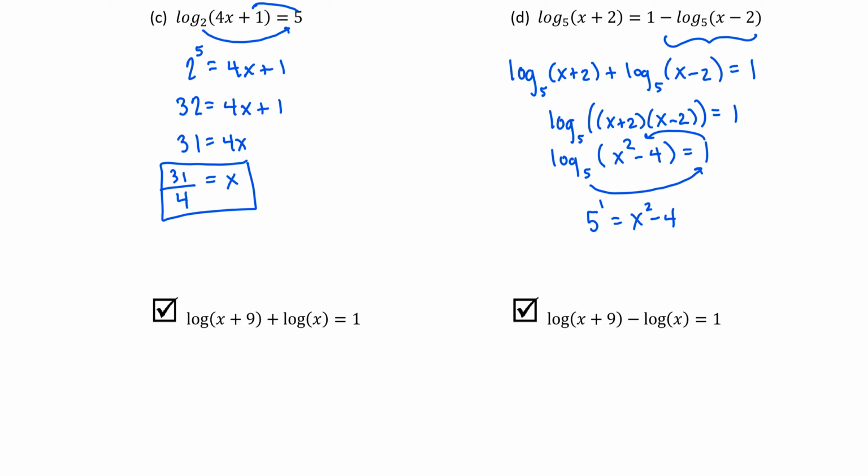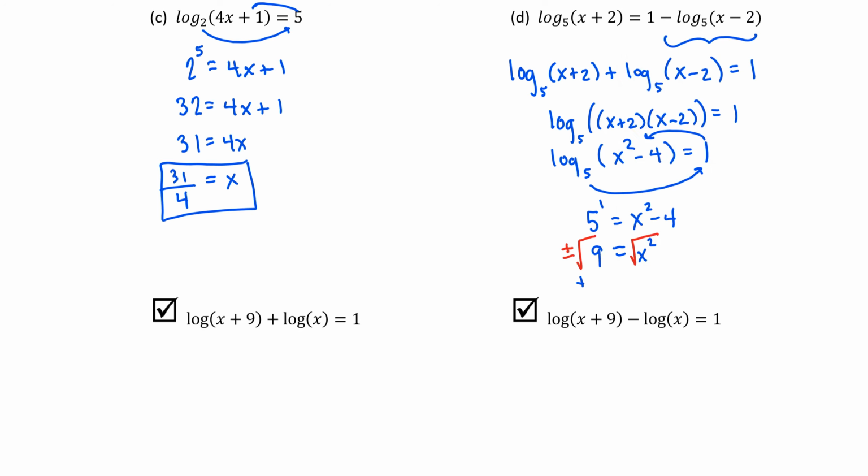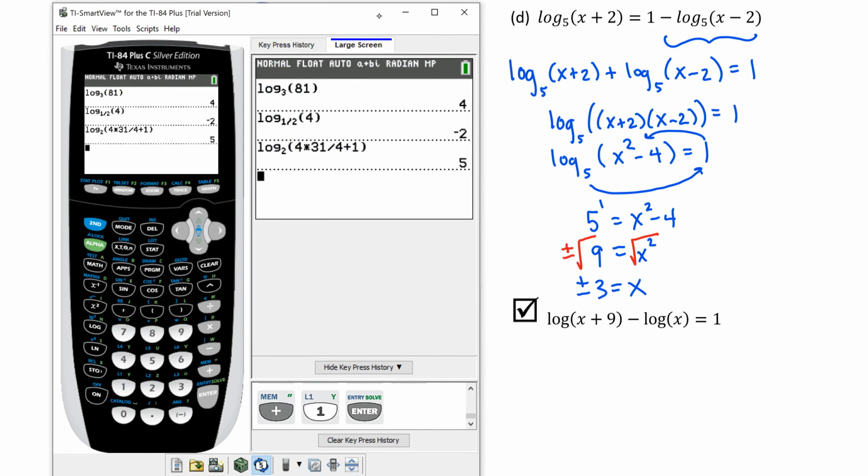Since I can recognize that it's a quadratic equation, I know I've got 4 possible methods to solve the equation. The easiest method to use in this case would be the square root property. So we can add 4 to both sides. 5 to the first is 5, plus 4 gives us 9. And then we can take the square root of both sides, being careful to recognize the 2 roots there. So we have x equals plus or minus 3. Now, let's verify both of those solutions with our calculator.